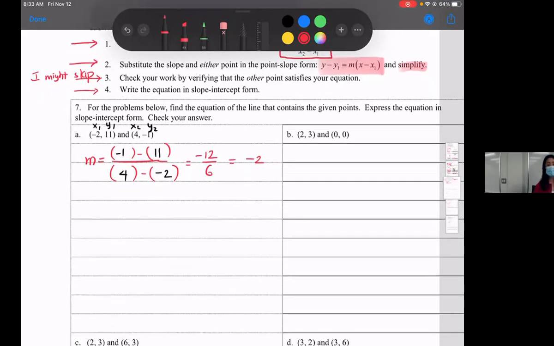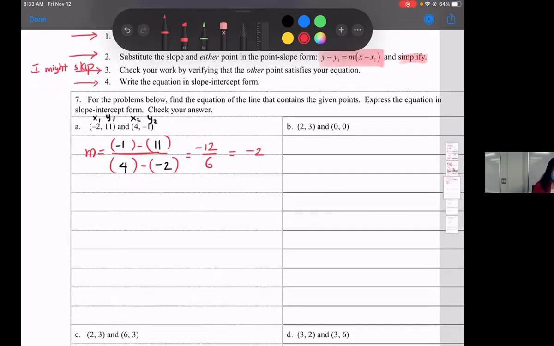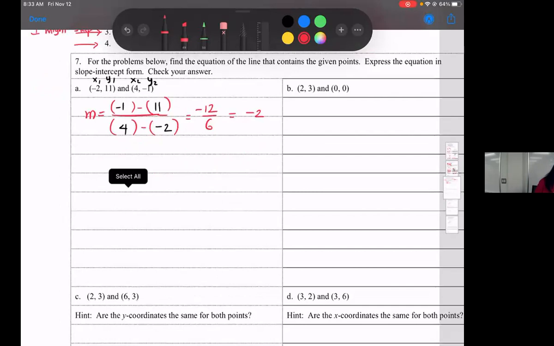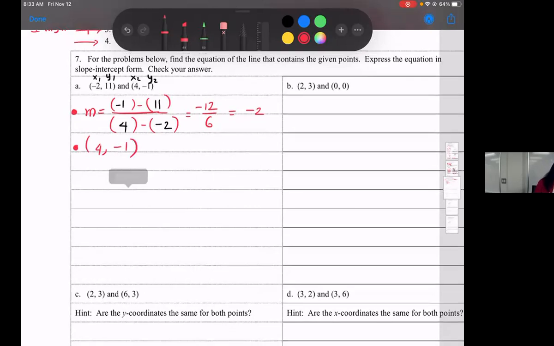And then you pick a point. If I was you, I'd pick the second point, because 11 is kind of a big number and usually I avoid that. So I'm going to pick 4, -1. So we found the slope and now pick a point. 4, -1, I pick that point. Somebody else might pick -2, 11, that's fine.